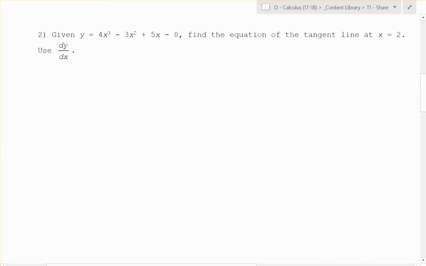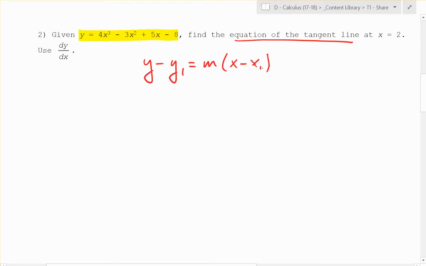We also have this wonderful shortcut which tells us the derivative of polynomials quite nicely. So given this polynomial right here, find the equation of the tangent line. So the first thing I want you to write down is the point-slope form. And remember, you can stop once you've written the line in point-slope form. We're given one of them already. We're given x is equal to 2, so that's going to go right there.